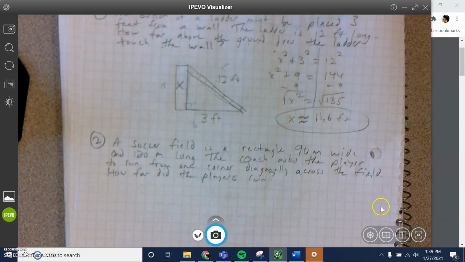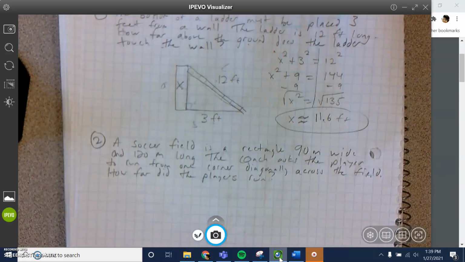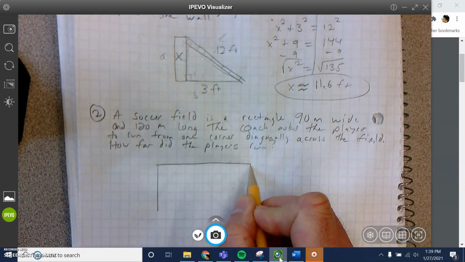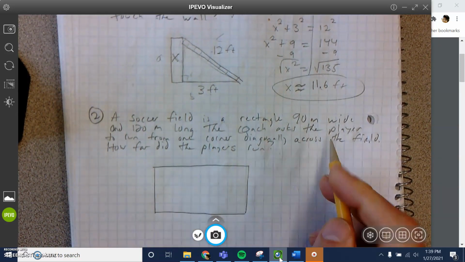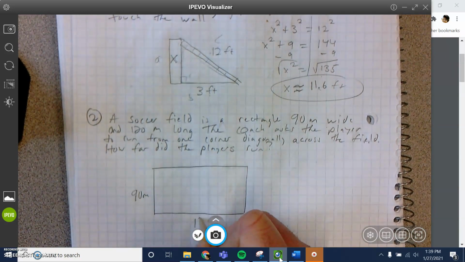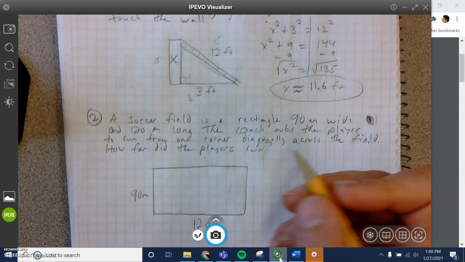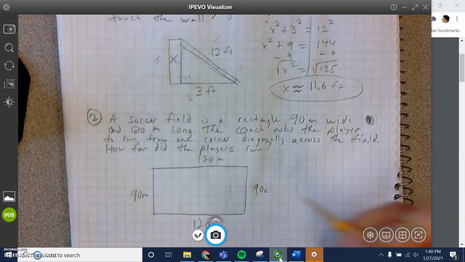Copy it down. Number 2. If you don't like my handwriting, here's number 2 right here. Let's do it. Soccer field. It's a rectangle. Here's your soccer field. 90 meters wide and 120 meters long. So 90 meters wide, 120 meters long. I could put 120 here, 90 here, it doesn't matter. In a rectangle, the opposite sides are congruent.